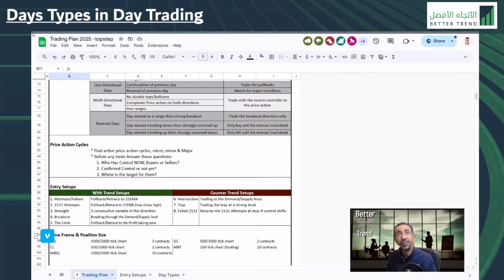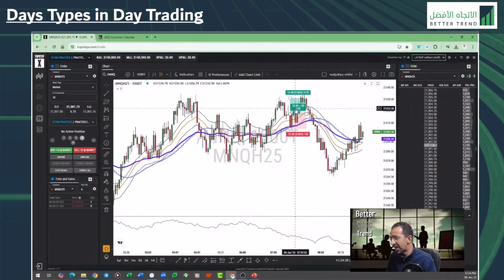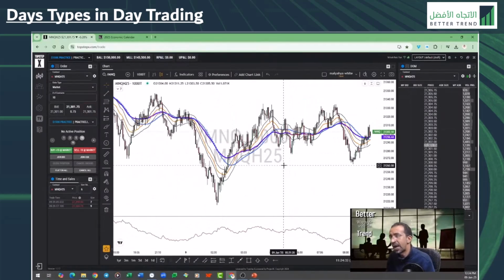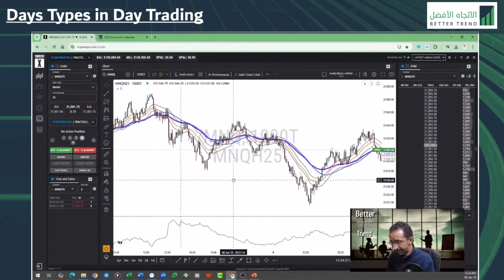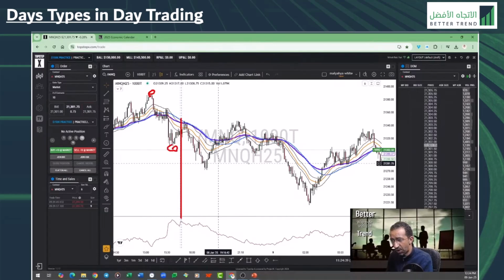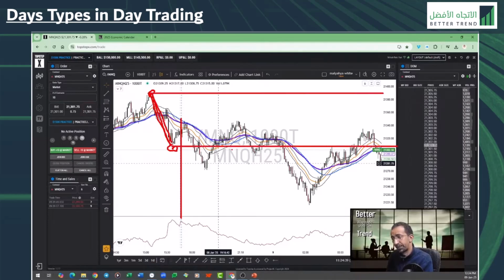So let's quickly go through the day types. I think we need another 15 minutes. Let's start with today and tell me what kind of day we have. The day started here. That was the high and that was the low of the last swing. This is the last swing. That was the high and that was the low.